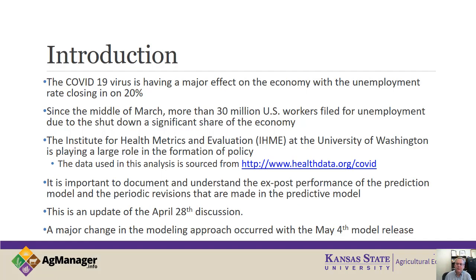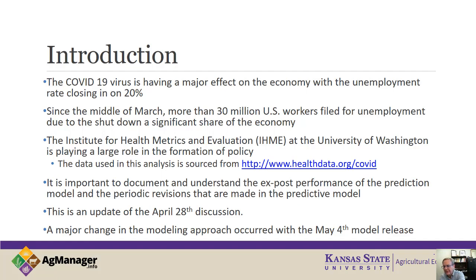The Institute for Health Metrics and Evaluation at the University of Washington is playing a large role in the formulation of policy simply because these models are used very heavily by policymakers, and it's pretty difficult now to essentially turn on the news without hearing about the latest projection out of the University of Washington. I think it's really important to understand and document the ex-post performance of the prediction model and the revisions that are made in that predictive model. This is an update of the April 28th discussion.